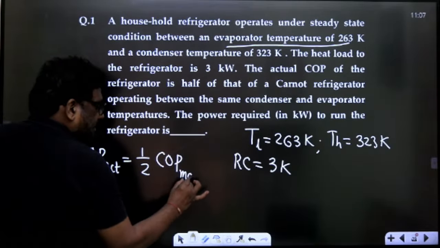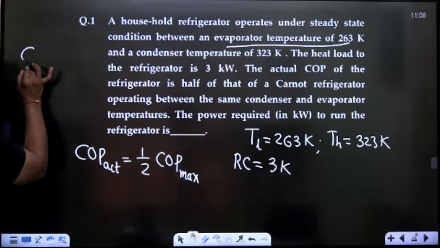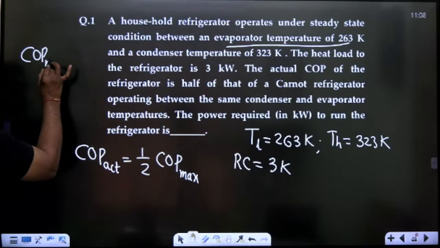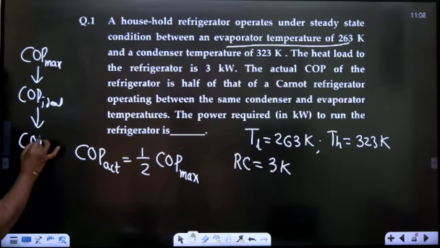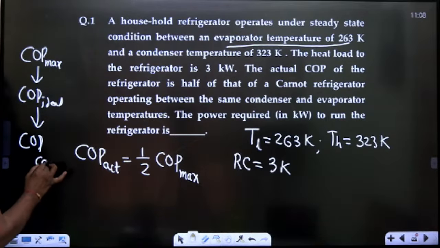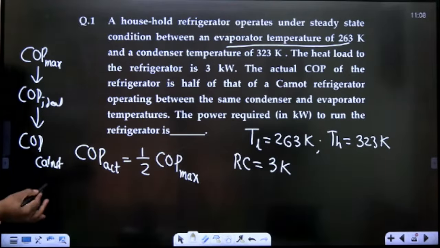Between the same condenser and evaporator temperature, the power required is... Let us try to find out the maximum COP, which we also call the ideal COP. It is also known as the reversible COP, or sometimes the Carnot COP. When I use COP here, it means a reverse Carnot cycle only.